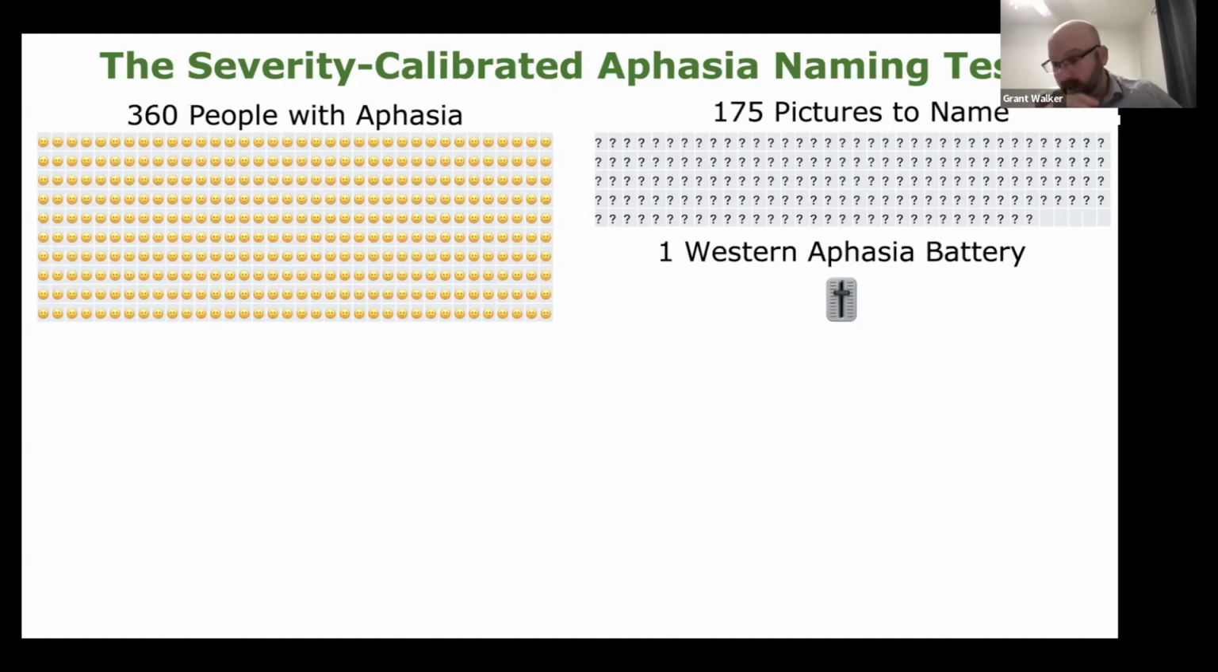You need a lot of data to do this, and we've only been able to do this by teaming up and working with a lot of folks. So 360 people with aphasia each named 175 pictures. That's the Philadelphia Naming Test. And they also have a Western Aphasia Battery. I have this little slider bar here because we're just using the aphasia quotient, which again is this unidimensional score that gives an overall measure of severity.